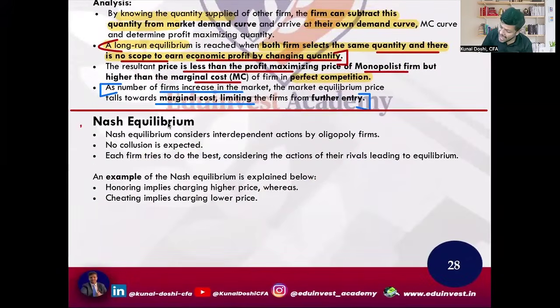Third comes the Nash equilibrium. Nash equilibrium considers interdependency amongst the firms. This is where no collusion is expected. What is collusion? By the way, collusion is cartel. Cartel is a union of the firms, right? Now here, each firm tries to do the best considering the action of their rivals. So here, there is one very important thing. There is high interdependency amongst each other, right?